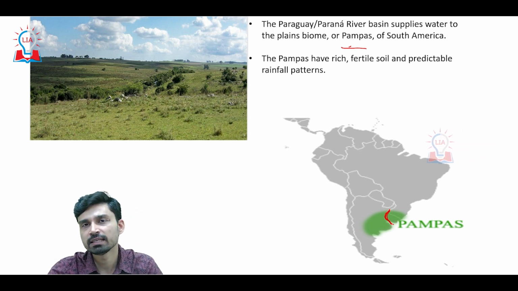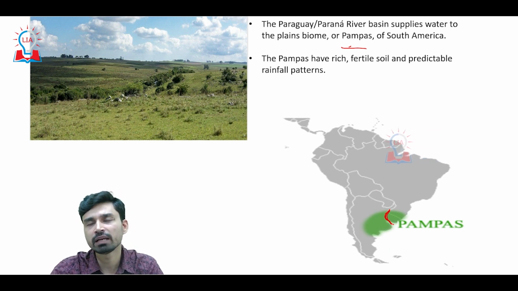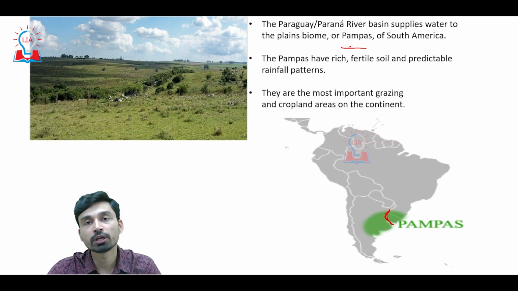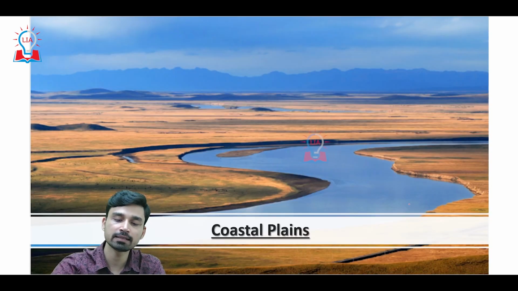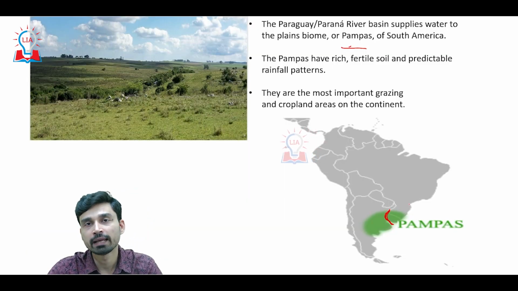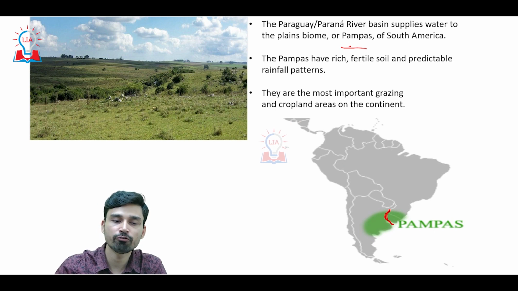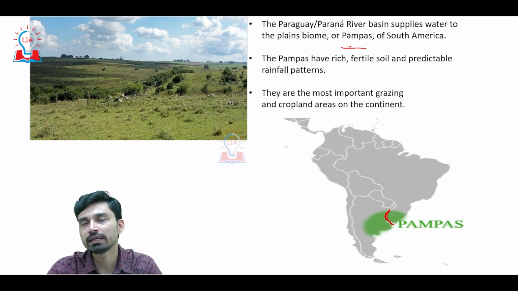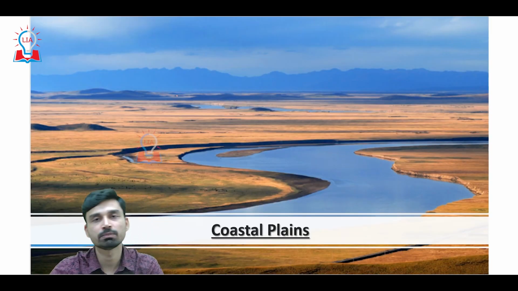The pampas basically are temperate grasslands. They have very rich fertile soils and very predictable rainfall patterns because they are situated in the coastal regions. So they are also the most important grazing and cropland areas of the entire South American continent. In the Pampas grassland you will find a lot of ranches established, where a large number of different types of animals which can graze upon the grasses are kept, and dependent industries such as the dairy industry and meat industry are also well developed in this region.